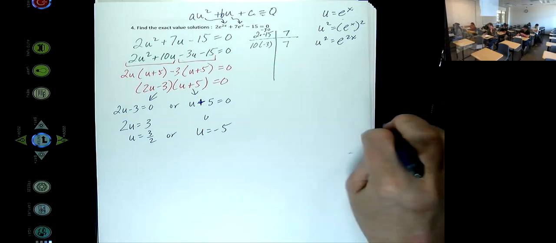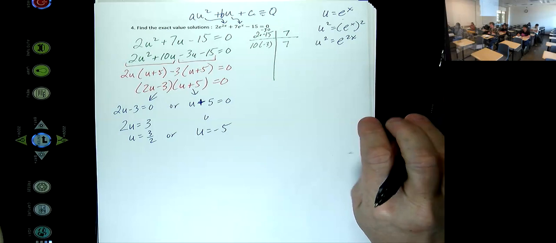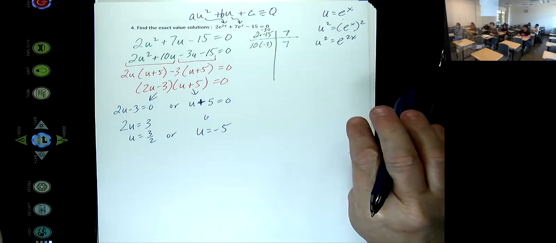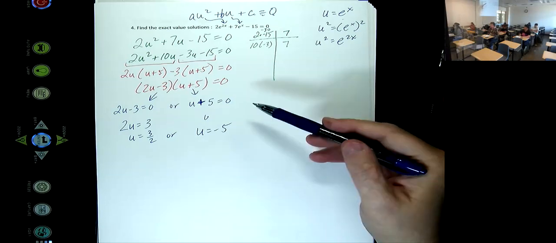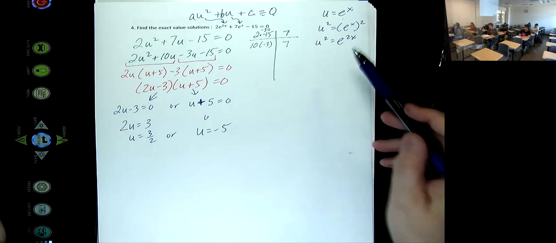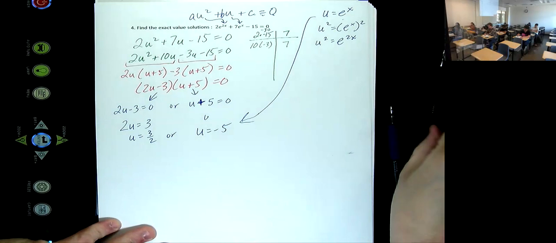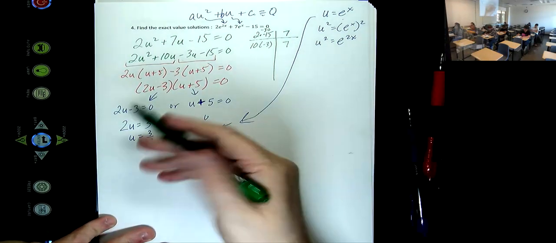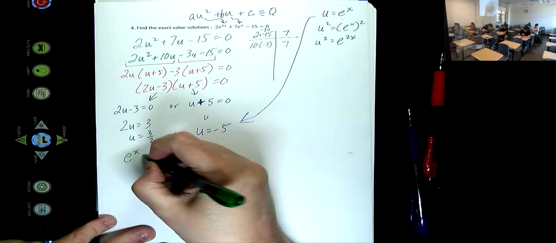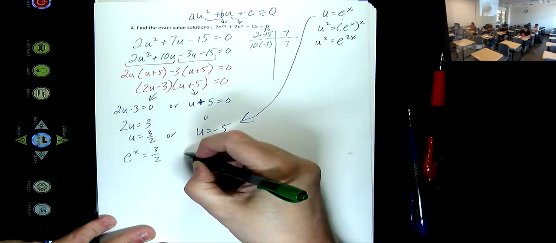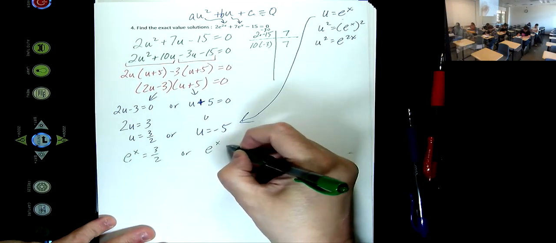Now what? Am I good? I got to put it back in, right? I didn't start with u. I can't end with u. So I'm going to make that replacement. I'm going to put it back in. Which means this gives me e to the x equals 3/2 or e to the x equals negative 5.